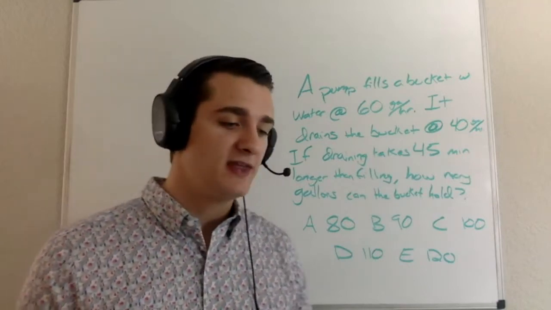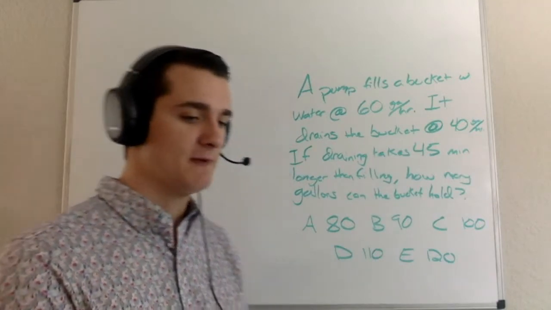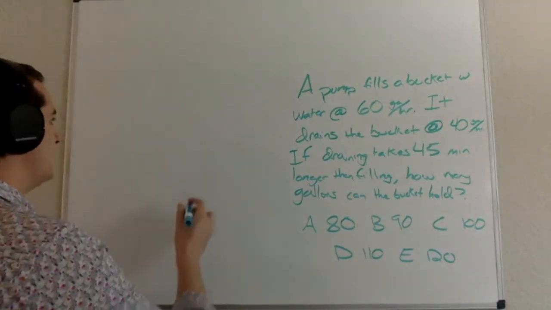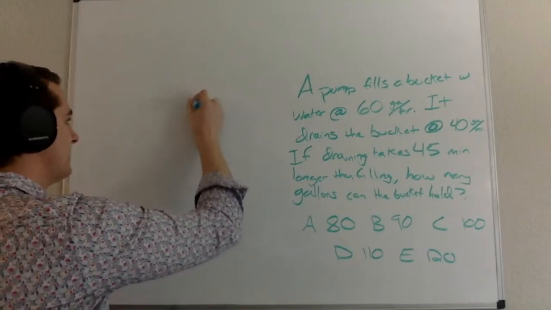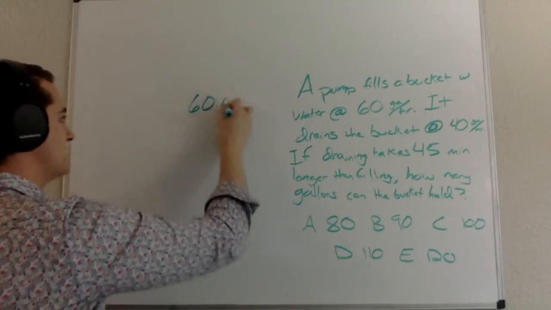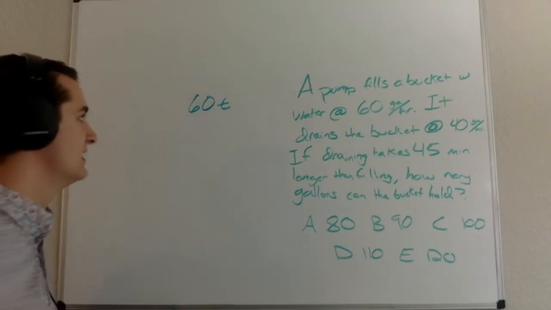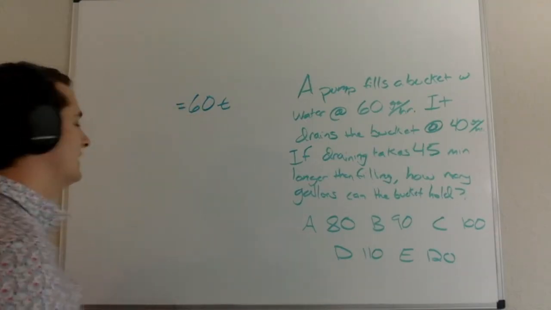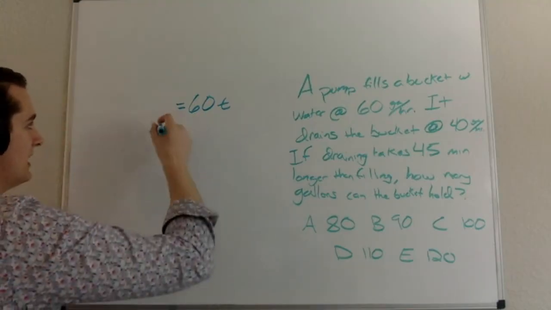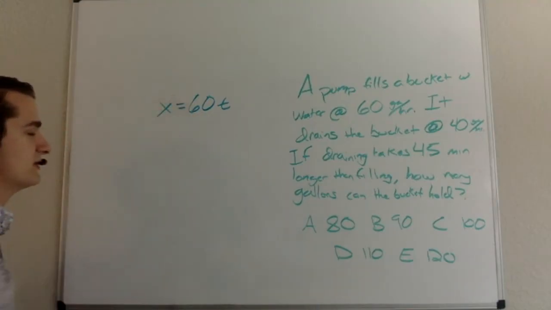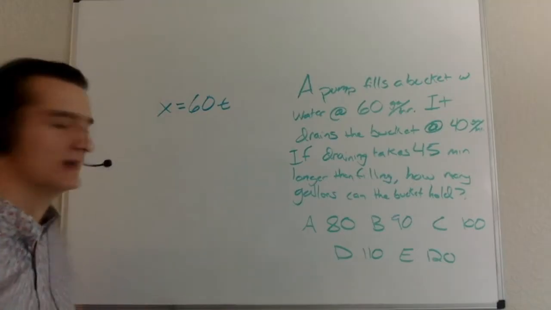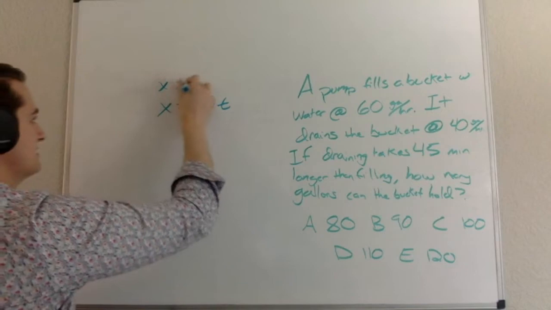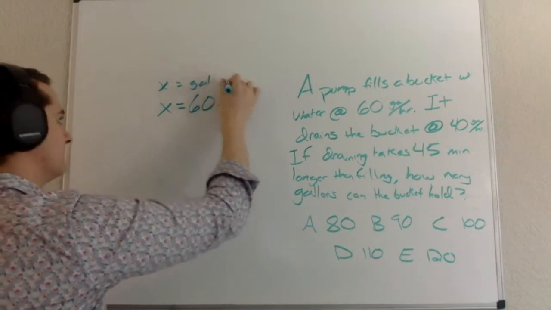But I'm told that the pump fills the entire bucket at a rate of 60 gallons per hour. So I know essentially that 60 gallons per hour times the time that it takes to fill the bucket is going to be equal to, and again, I could use any variable that I want, I'm going to say X here for the total number of gallons in the bucket. Okay. And I might as well go ahead and denote as well that X is equal to the gallons in my bucket.